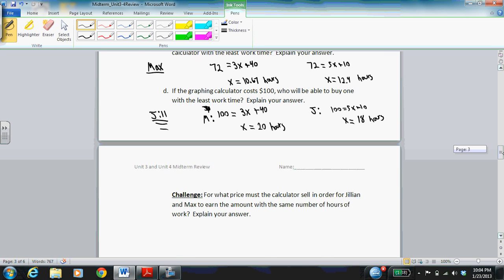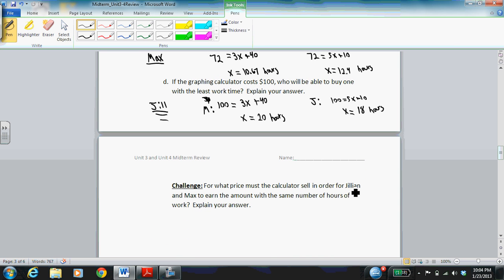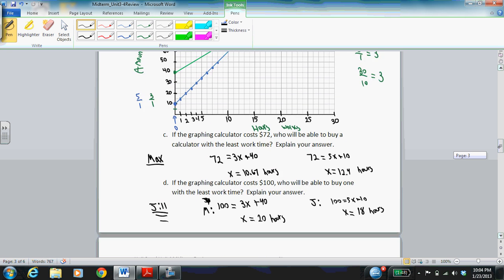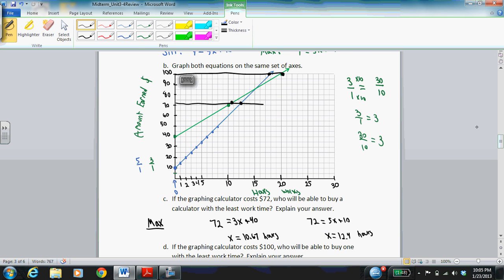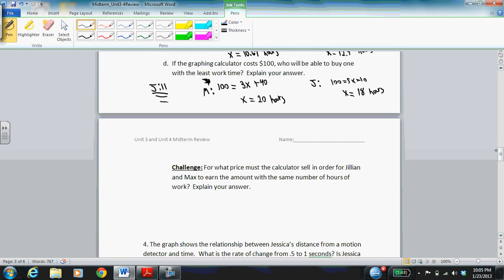So challenge question: for what price must the calculator sell in order for Jill and Max to earn the same amount with the same number of hours of work? So the same amount and the same number of hours of work would be the place where these two graphs intersect, and that's right at 15 hours. And it looks like the amount there is $85 if my graph is right.